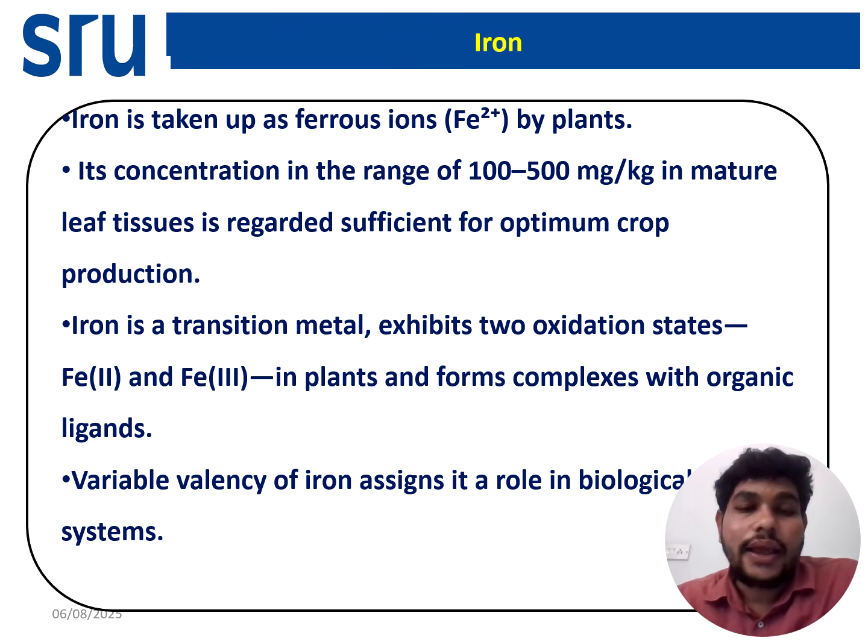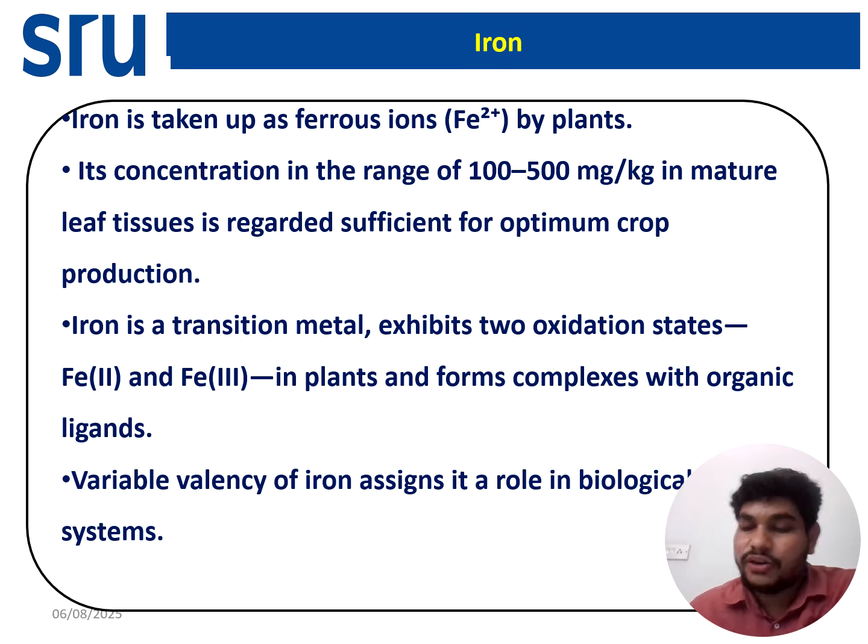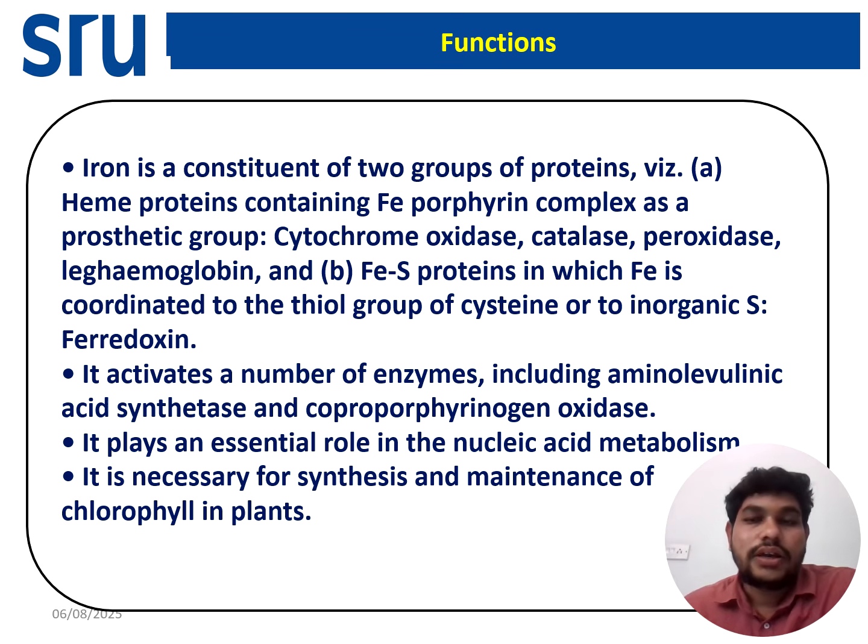Iron is a transition metal, so it is present in two forms, Fe2+ and Fe3+. Because it is a transition metal, it always takes part in redox reactions. Here we will see some functions of iron in plants. Iron plays a major role in nucleic acid metabolism, like DNA and RNA formation. It also plays a major role in chlorophyll formation and maintenance.